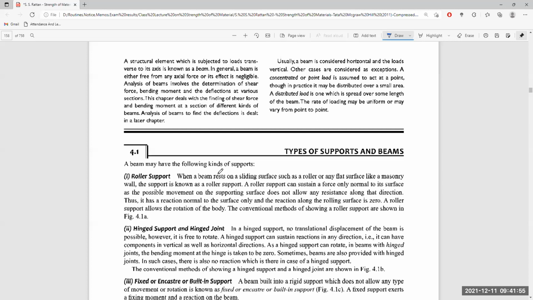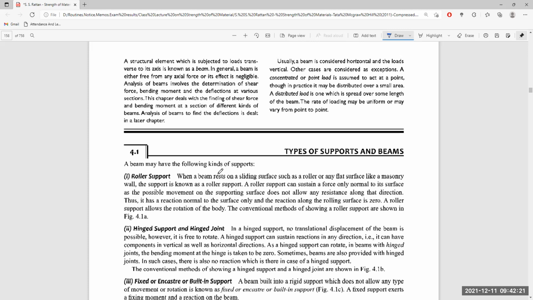A beam is either free from any axial forces or their effects are negligible. So the analysis of the beam involves determination of shear forces, bending moments, and the deflection at various sections. Usually the beam is considered horizontal and the loads are considered vertical. Other cases are considered as exceptions.